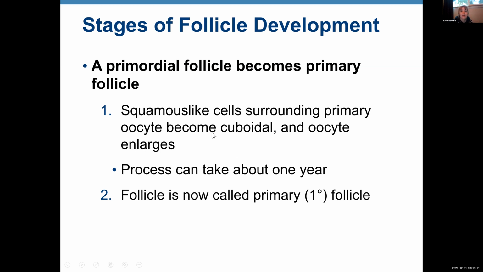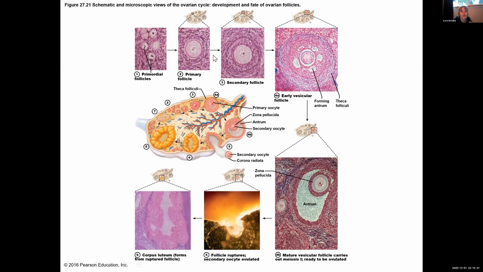Now when we have cuboidal cells surrounding the primary oocyte, we call it a primary follicle. Right, so you can see over here the diagram of the ovary, and so where's number one? Here we have primordial follicles. I don't see it anywhere over here. But primordial follicles then develop into primary follicles. And if you look at this histology slide, primordial follicle, those are squamous cells, and here in primary you can see cuboidal cells already, right?